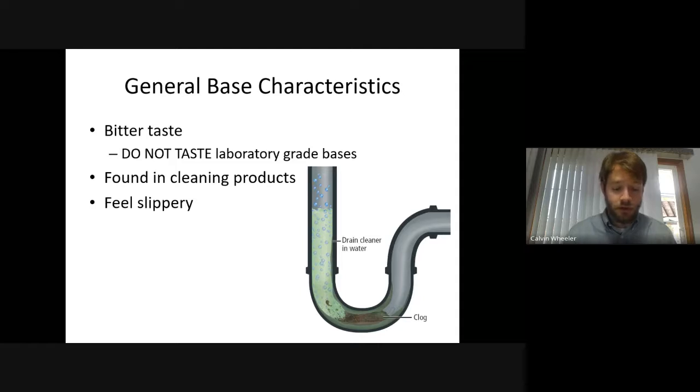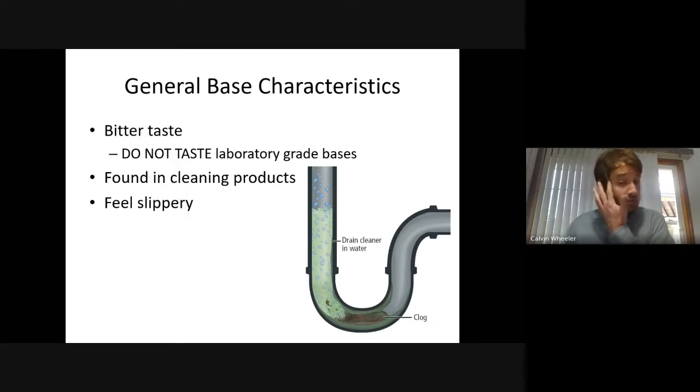Ammonia is a common cleaning product. Household ammonia is, I think, a 10% solution of ammonia. Windex has ammonia in it. Those are all cleaning products, right? So bases, they're bitter tasting. They're found in cleaning products.